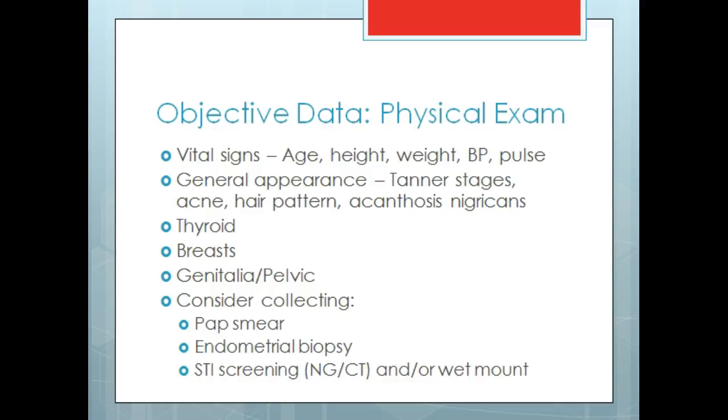So general appearance, what does her development look like? So that's Tanner stages, right? And then acne, hair pattern, acanthosis nigricans, if you're seeing that thick line on the back of her neck, for example, that can imply insulin resistance. Then we want to feel her thyroid gland and make sure that that's normal, no abnormal masses or enlargement. And we want to do a breast exam, again thinking about development. And again, you can tailor this based on what she's coming in with.